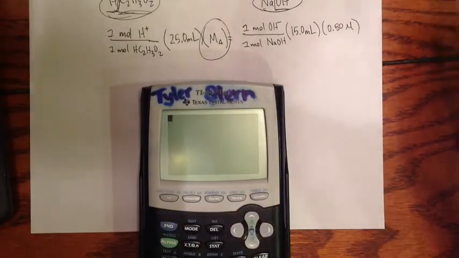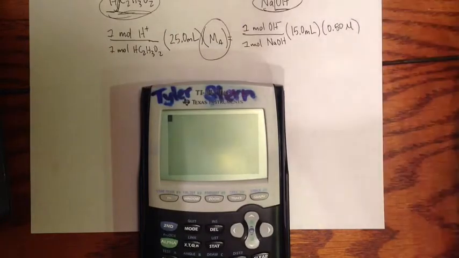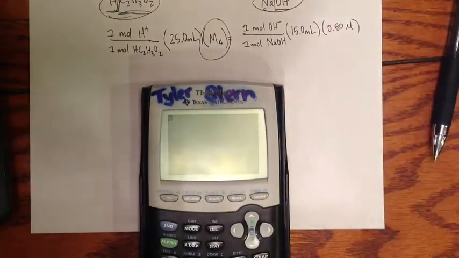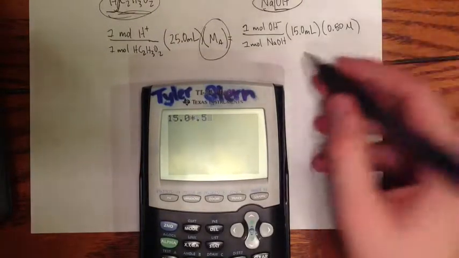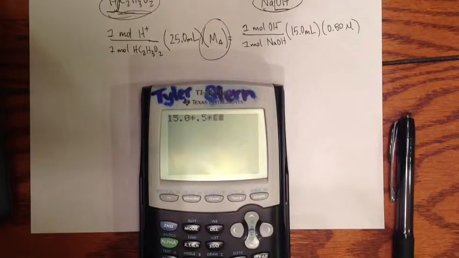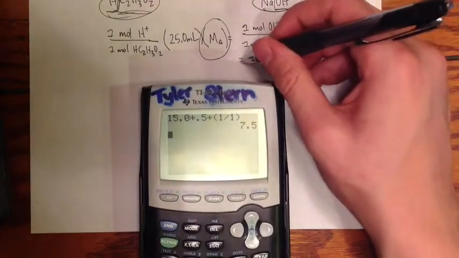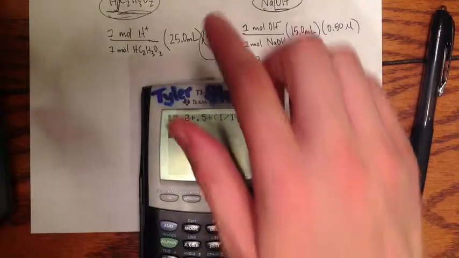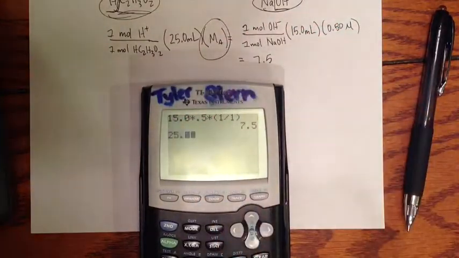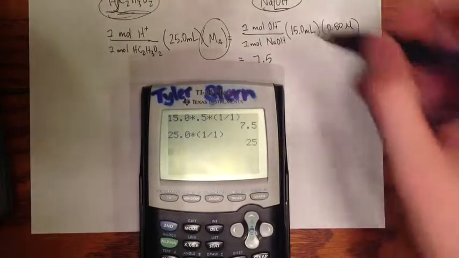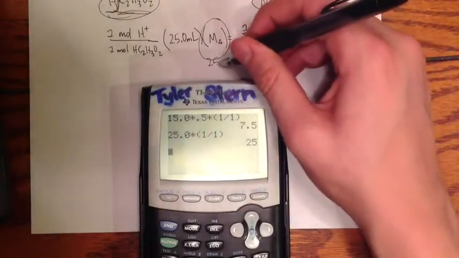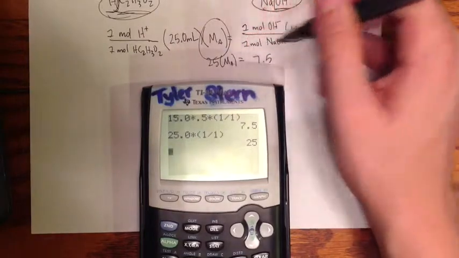Alright, so now we're going to solve the equation. We're going to combine like terms in our good old TI-84: 15.0 times 0.5, getting this from over here, times 1 divided by 1, it's going to be 7.5. On this side, we have 25.0 times 1 divided by 1, which is 25 times the molarity of the acid.